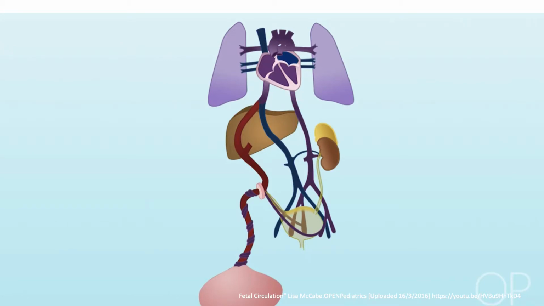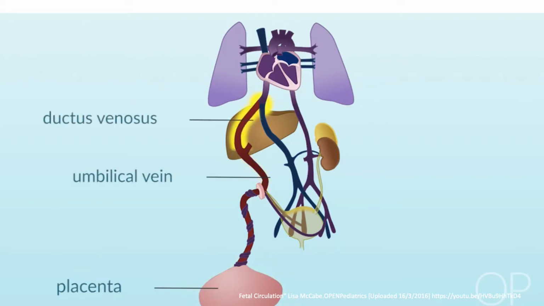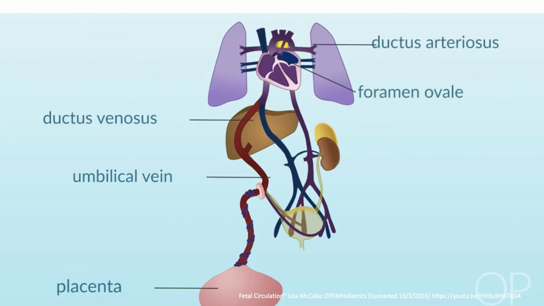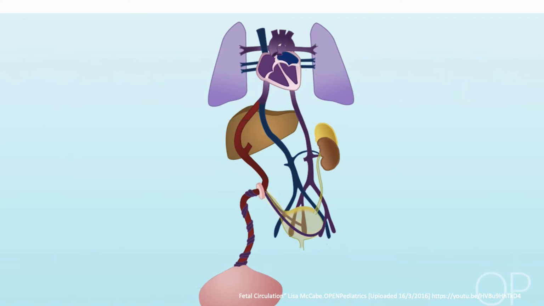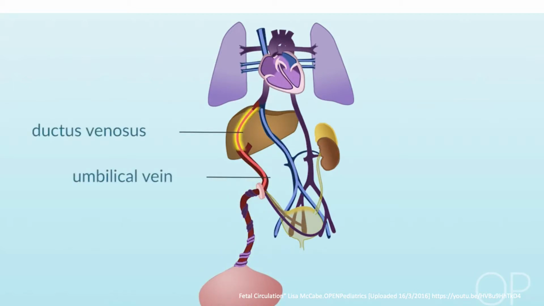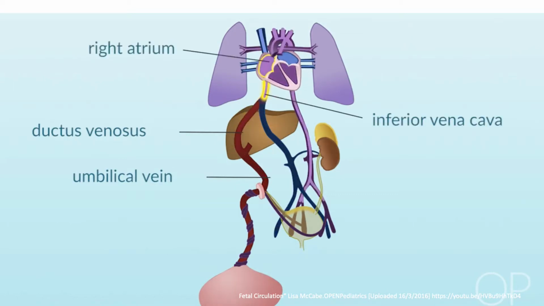The specific structures associated with fetal circulation include the placenta, the umbilical vein, the ductus venosus, the foramen ovale, the ductus arteriosus, and the umbilical arteries. Blood rich in nutrients and oxygen supplied via the placenta flows through the umbilical vein to the ductus venosus. Blood flows from the ductus venosus into the inferior vena cava up to the right atrium.